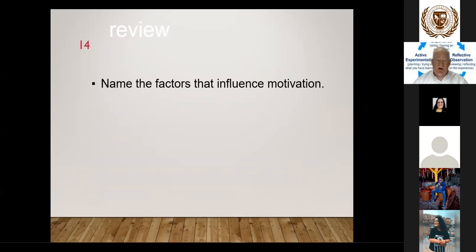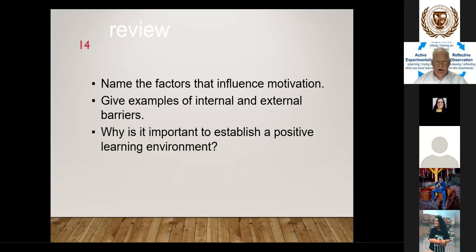And then we ask them to give examples of internal and external barriers, such as physical temperature, or whether there's something going on outside of class that's affecting them. Those are some examples of internal and external barriers, and I mentioned emotional concerns and so on. And talk about why a positive learning environment is important. Remember, we're trying to bring the group together to be cohesive, and a positive learning environment allows people to be engaged and involved.